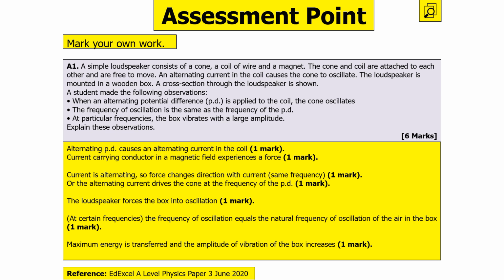So this will cause the cone or the box to go into an oscillation, so the frequency of the oscillation will then equal the natural frequency of the oscillation of air in the box. That gives you a maximum energy transferred and the amplitude of the vibration increases. That's resonance. What this question is doing is recalling your understanding from periodic motion. It can do that because in paper 2 they can ask on any concept from paper 1.